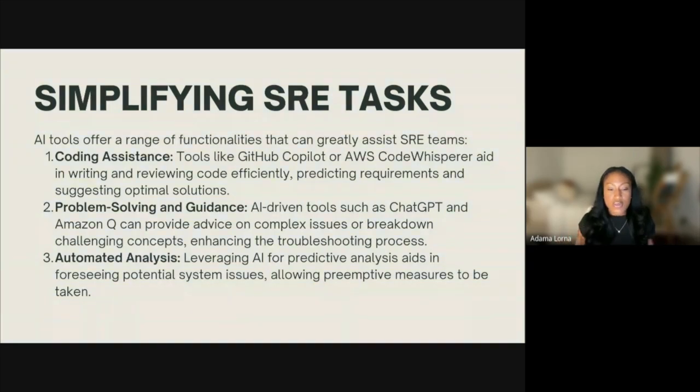Also, though, the problem solving and guidance element of it. So we can ask things like ChatGPT or even Amazon Q more recently about complex issues to break down challenging concepts. And if these things have access to your data, which is something that we have to consider, because a lot of the time you don't want to be putting sensitive and proprietary data into these systems, but there are ways of getting around it where you can just ask more general questions about complex ideas and still get that step-by-step breakdown, and then you can apply it.